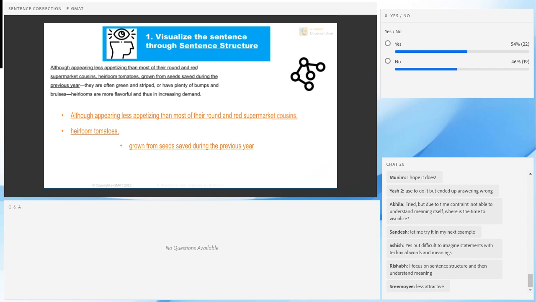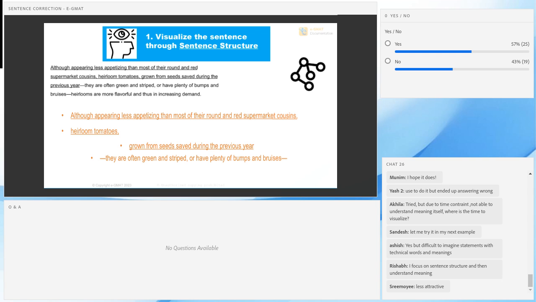As I'm reading this, in my mind, I'm actually creating that image of these tomatoes, and how they are grown, and then these other kind of tomatoes. So I'm literally making that analysis table in my head. Okay, and then I'm going to show you what that table looks like. Okay, they are often green and striped.